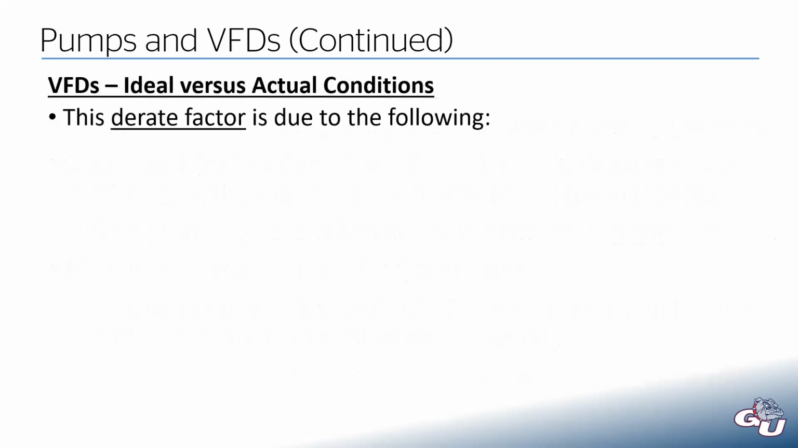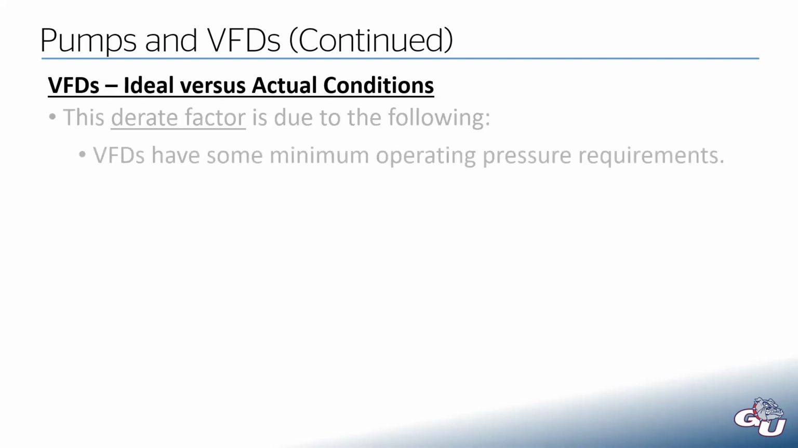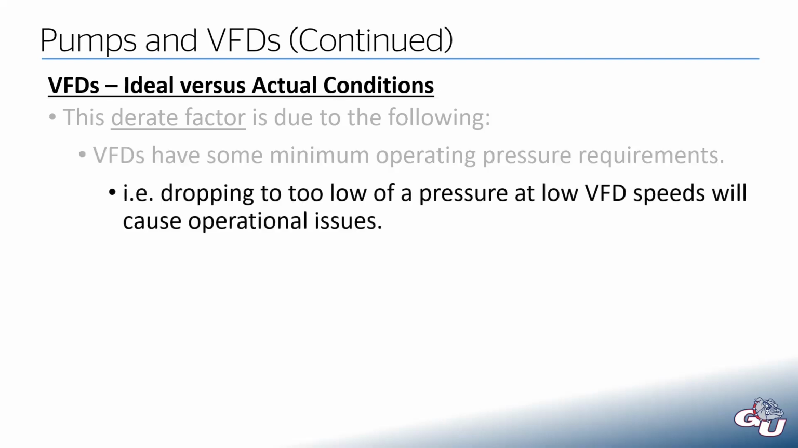There are a couple reasons why we can't reach this ideal condition, why we can't use the cubic relationship. Reason one, VFDs have some minimum operating pressure requirements. Meaning, and this is a broad, somewhat vague statement, if we drop the pressure too low, if we go down to those very low VFD speeds, that can cause some operational issues with the pumps.